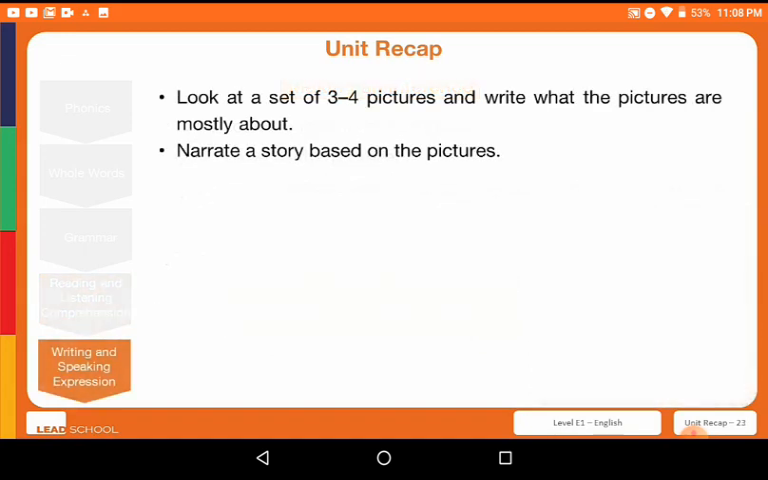For writing, we were able to look at a set of 3 to 4 pictures and write some sentences on what we felt the pictures were mostly about. We were also able to narrate a story based on these pictures.